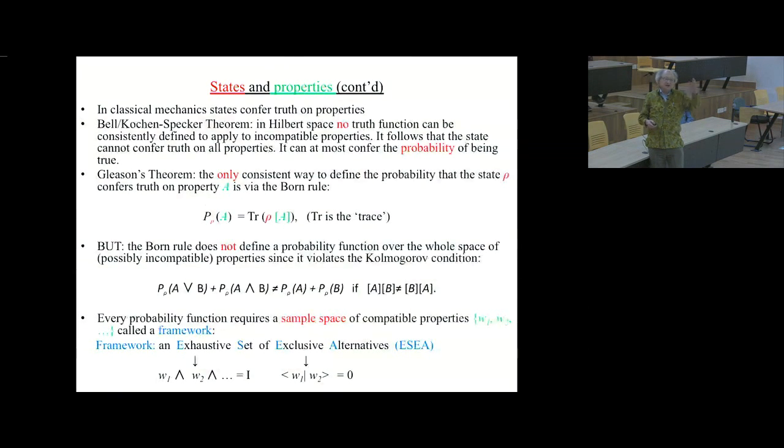So now I changed from A, B to W, but those are all just properties. So what is a framework? That's the sample space. It's a set of compatible properties that add up to one. It's exhaustive: it spans the whole Hilbert space, and these properties are exclusive, that means that they're mutually orthogonal. That's a framework, an exhaustive set of exclusive alternatives. Easy. So this is what I call quantum mechanics made easy. Okay?